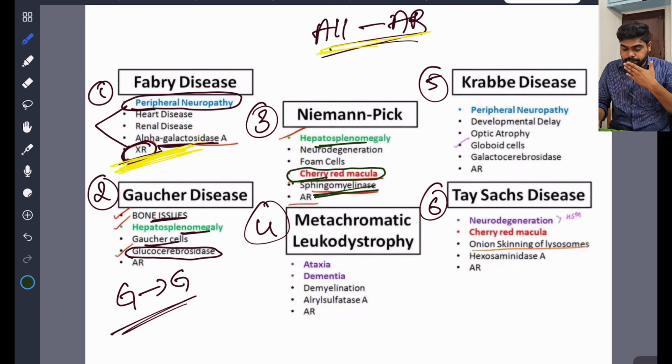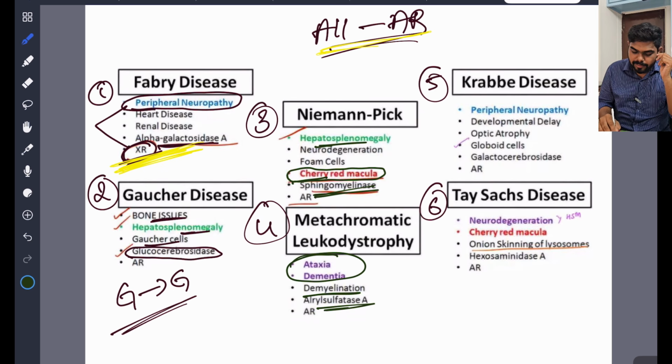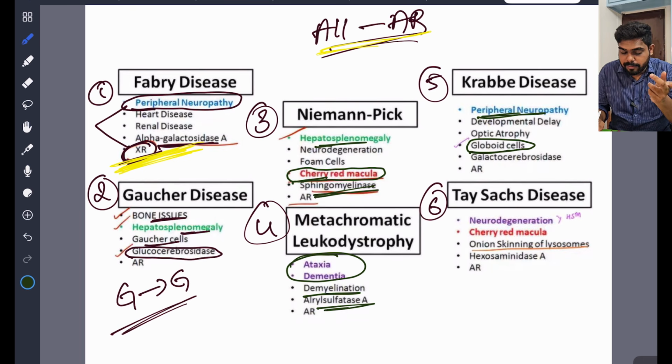Metachromatic leukodystrophy: some problem with the brain, it is a demyelination problem, aryl sulfatase deficiency, and ataxia and dementia are there. We will discuss individually, you'll understand. Krabbe's disease: crab globe, globoid cells are there. It also has peripheral neuropathy. Fabry's and Krabbe's have peripheral neuropathy. It is a galactocerebrosidase defect. So Krabbe's, crab globoid cell, we will see.